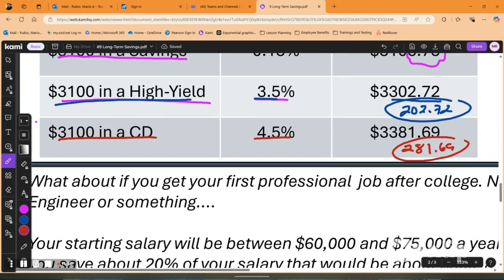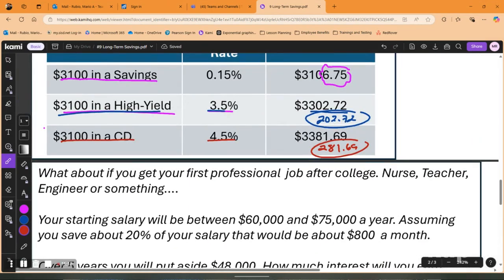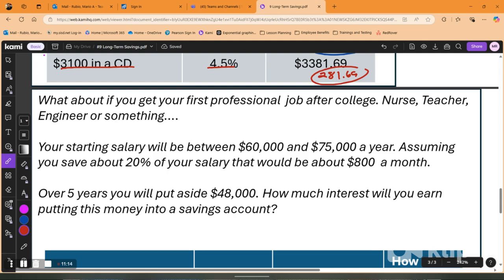Let's look at the last example. This one is where it really starts to get interesting, and where you're really going to be like, oh, dude, when I get my job, I better listen to Rubio and start saving some of my money. What about if you get your first professional job after college, whatever, nurse, teacher, engineer, or something else, whatever you study, you go get a degree.